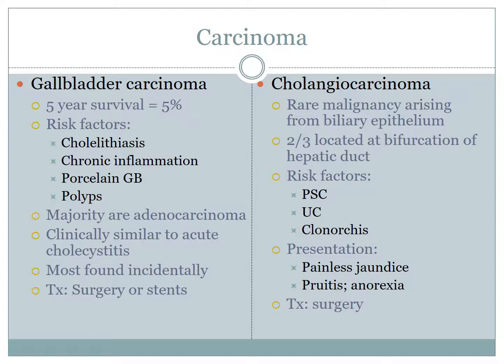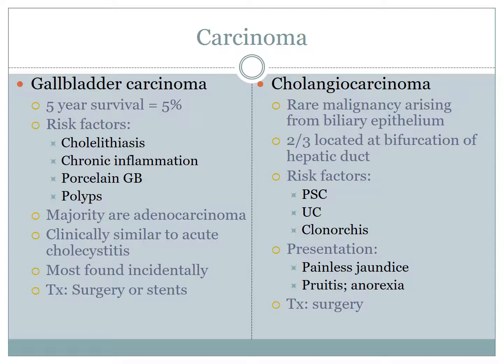Cholangiocarcinoma, they love asking questions about this just because of its risk factors and how they present. So 2/3 are located at the bifurcation of the hepatic duct. The risk factors: primary sclerosing cholangitis, that's like a stricture and dilation of the biliary tracts. Ulcerative colitis is another risk factor for cholangiocarcinoma, and then Clonorchis, a worm infection. So all the C's, you can see PSC, UC, and Clonorchis for cholangiocarcinoma. These are all risk factors.